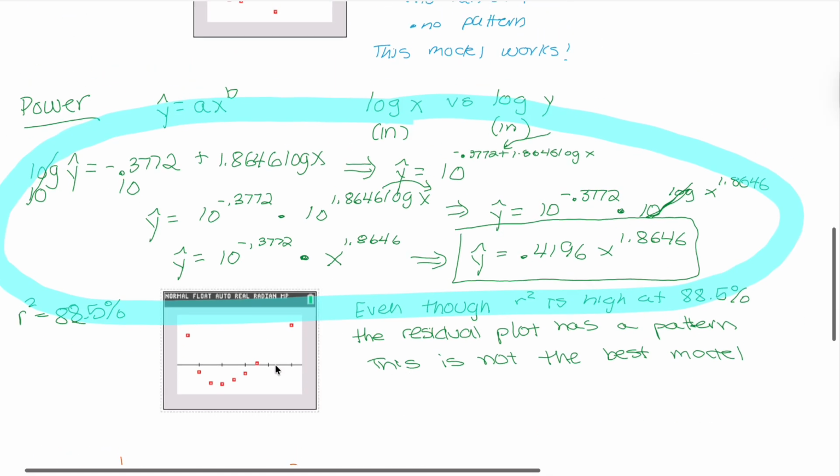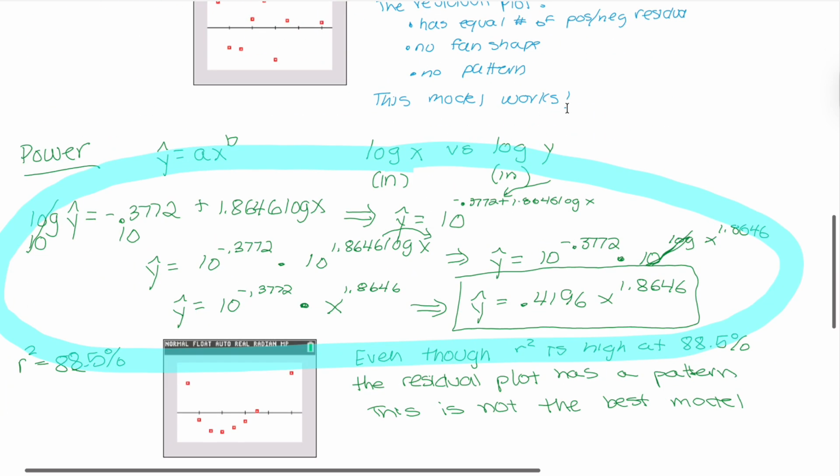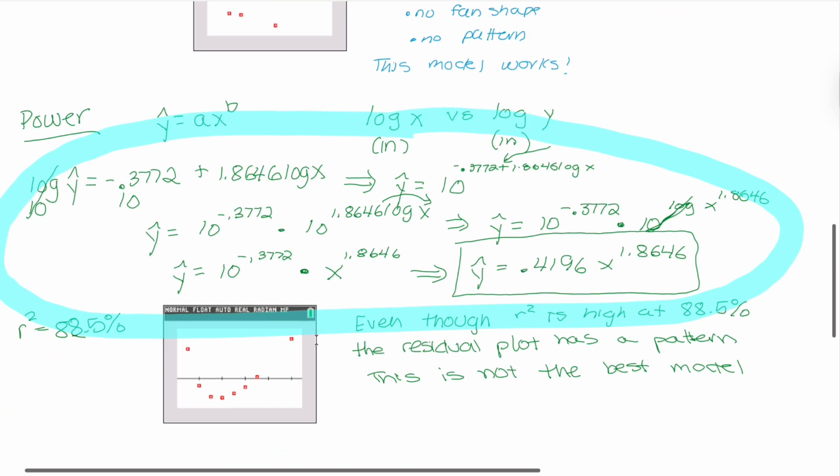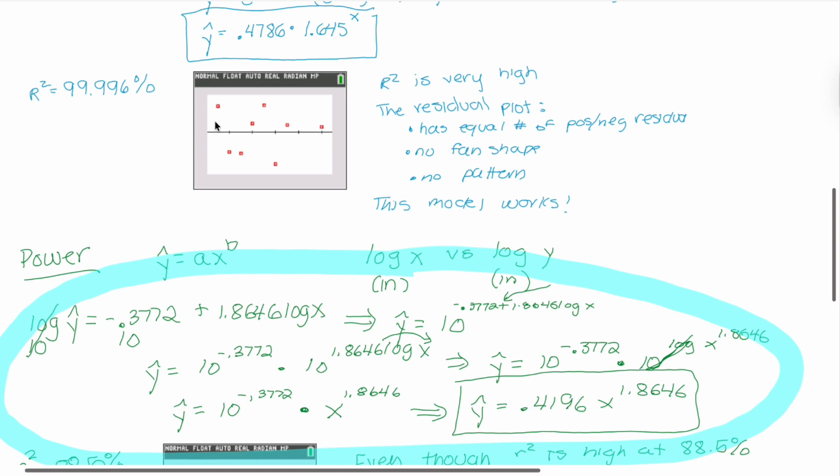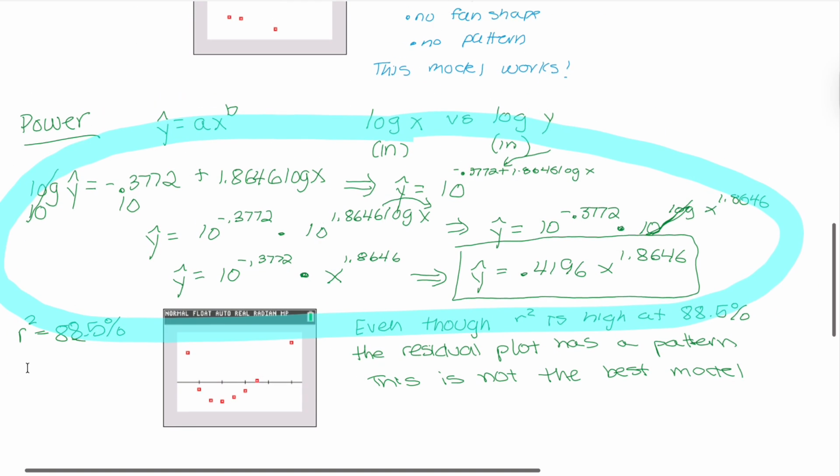And we're using this function, or the data of log x and log y, to get a residual plot. We can see it also has a clear pattern. It's not completely random, as it was when we used the exponential way. But we get our R squared of 88.5%, which is good enough. But the residual plot does have a pattern, so that really prevents us from getting the real answer. So even though R squared is high at 88.5%, the residual plot has a pattern. Therefore, this is not the best model.